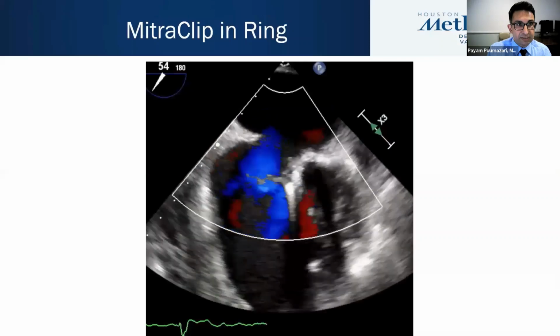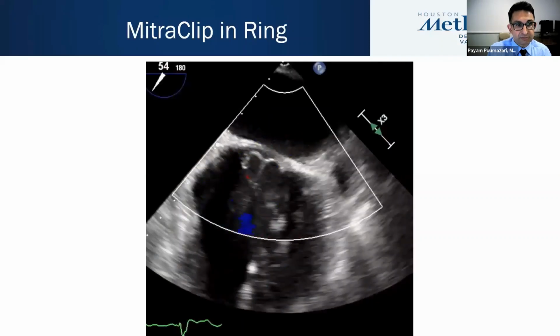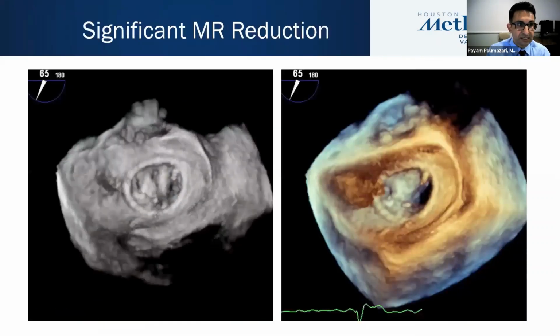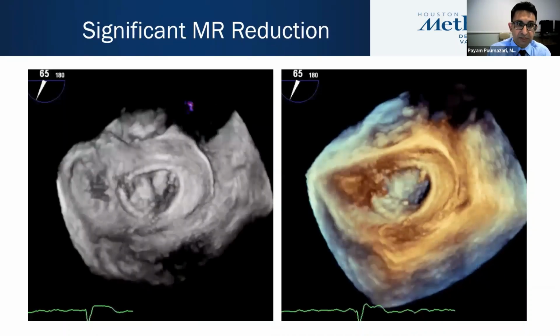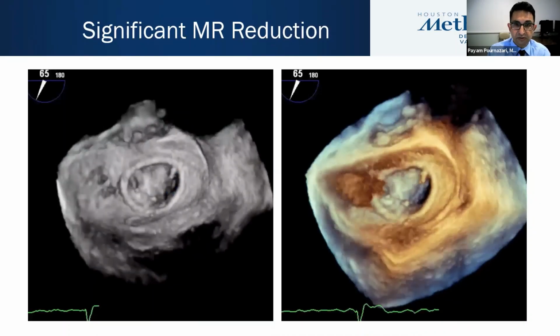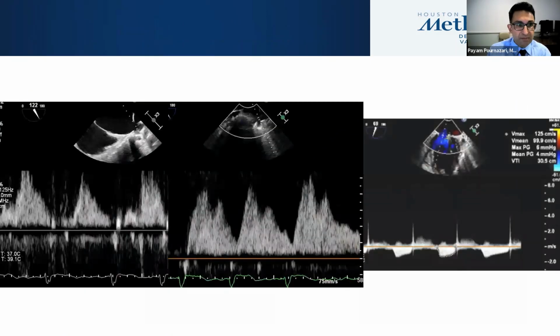So the patient underwent mitral clip implantation in the ring, and this resulted in complete resolution of the regurgitant jet with very good results. Hemodynamic assessment initially showed a blunted S wave in the pulmonary vein, which became completely normal after mitral clip implantation. And then the gradient across the valve was 4 millimeters of mercury with no regurgitant jet.